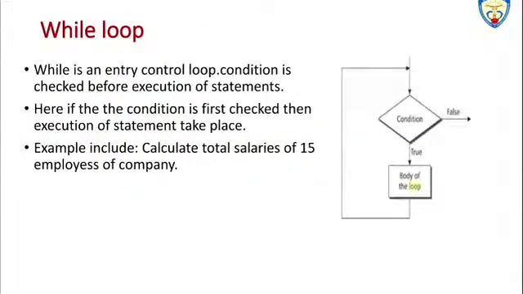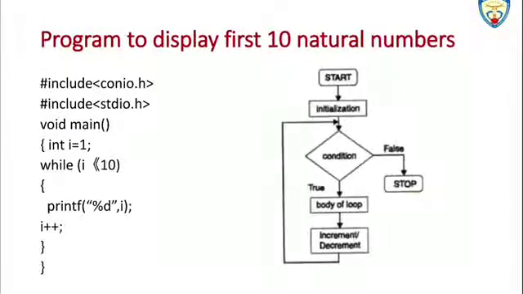The while loop here is an entry control loop, as already discussed. If we look at the flow chart, we have the condition first. If the condition is true, then only the body of the loop is executed. Otherwise, it will directly come out of the loop. In this program, we have used the while loop to display the first 10 natural numbers.